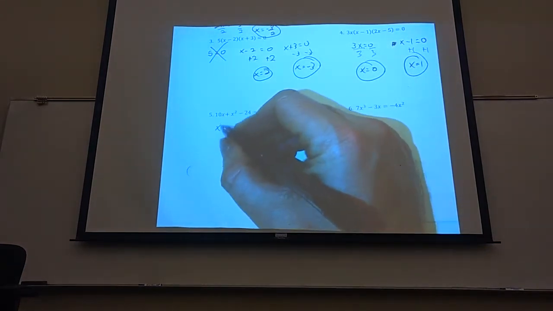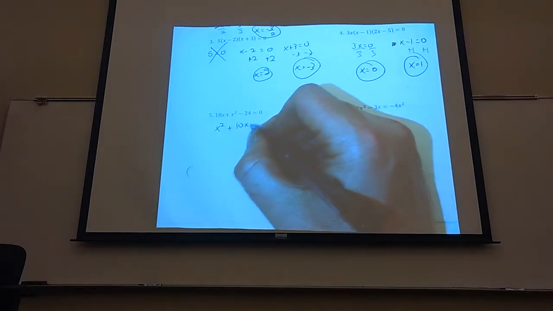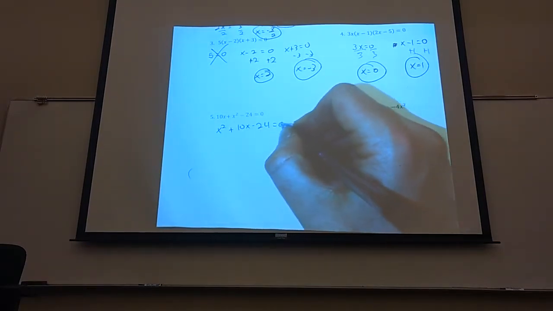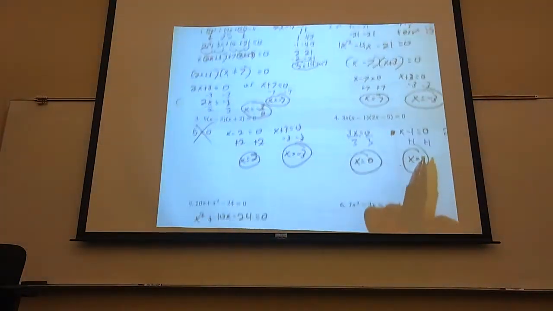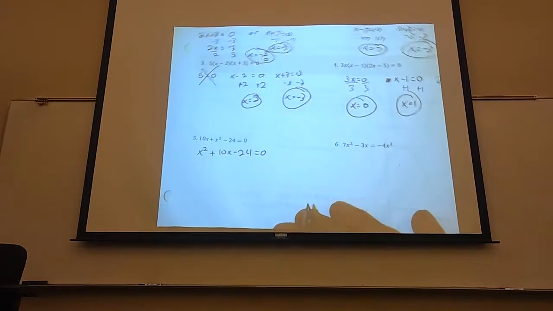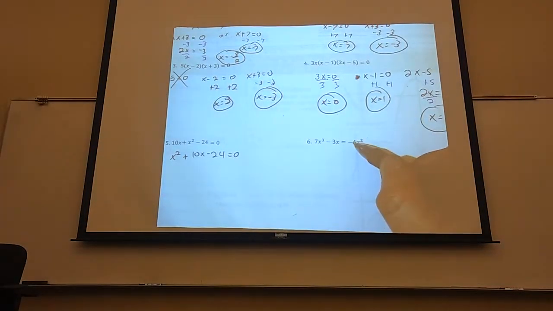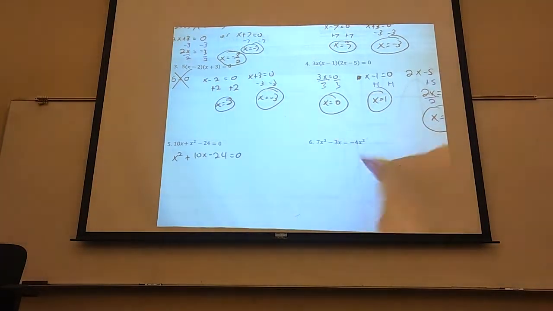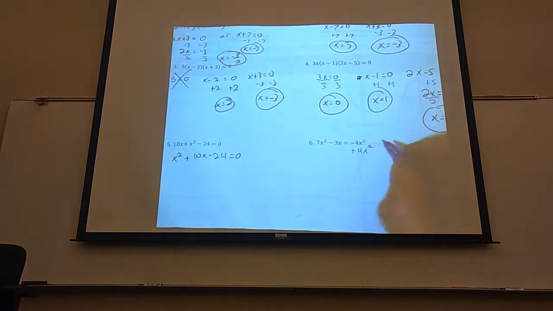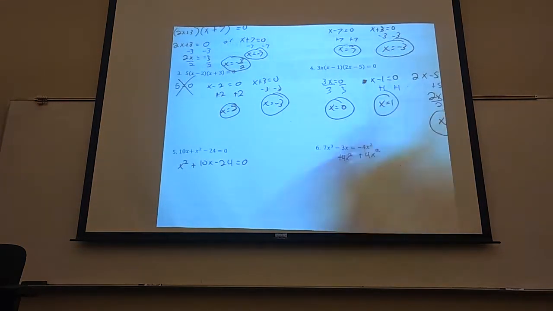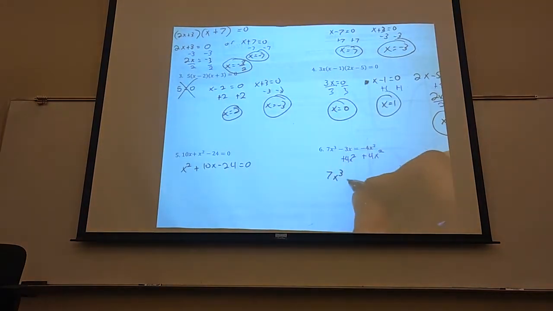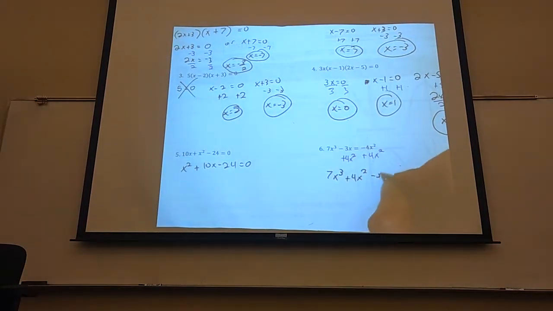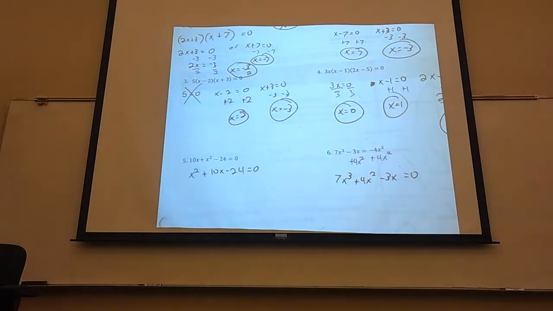Put them in order. Yeah, I would just rearrange these. I think that's actually listed in your steps here. Yeah, put in descending order. So that's the only trick here. This one, we've got terms on both sides, so we should probably get them on the same side. And I also want to write these in order. So 7x to the third plus 4x squared minus 3x equals 0.